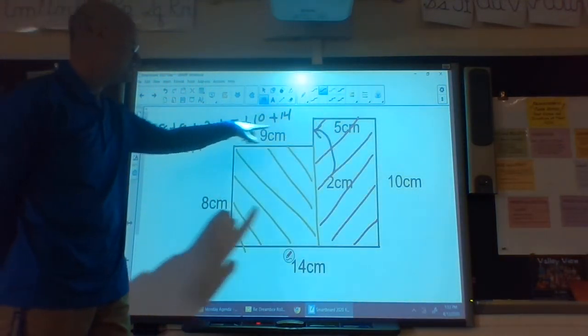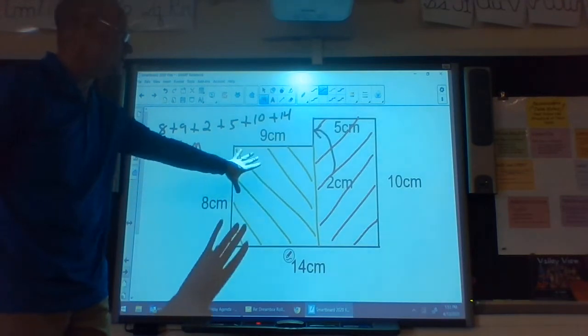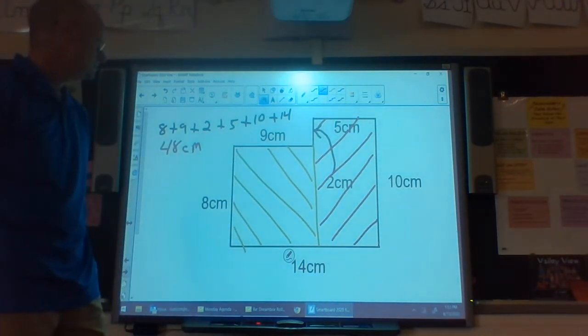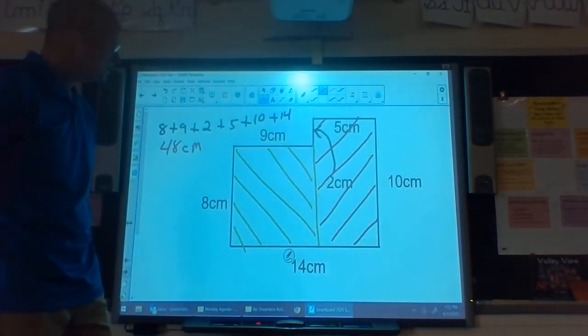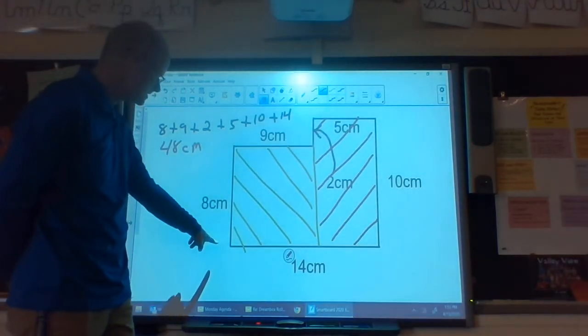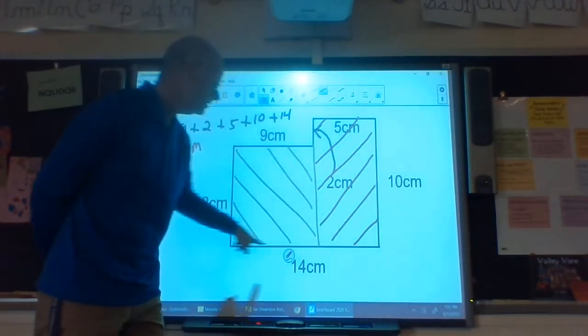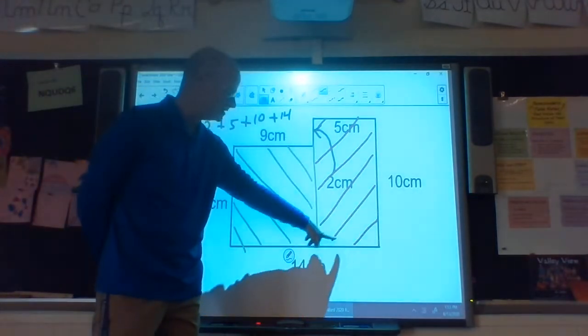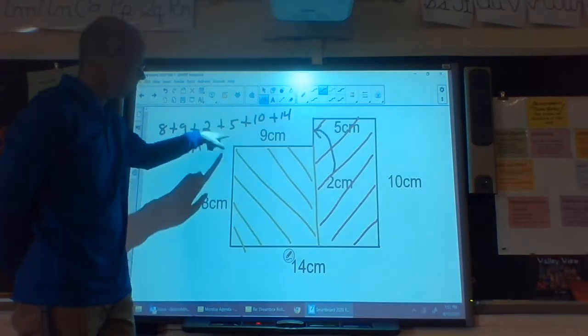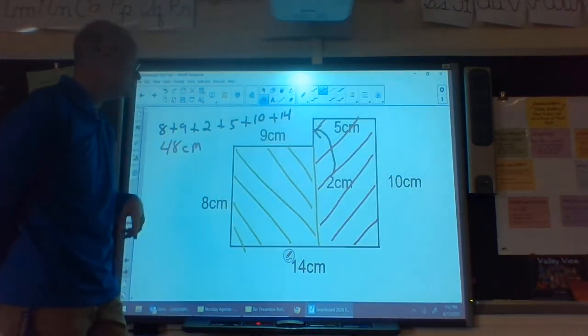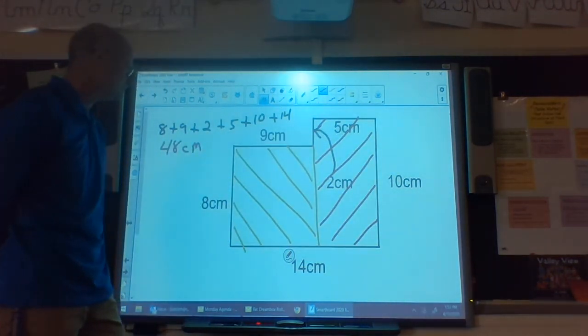Now, I have to find my 2 sides for the green rectangle, and I found out my 2 sides are 9 and 8. Some people might say my sides are 8 and 14, but you're going to notice that 14 is part of the red too, so I can't include that 14. I have to just get my 2 long green sides. So I'm going to have 8 times 9.